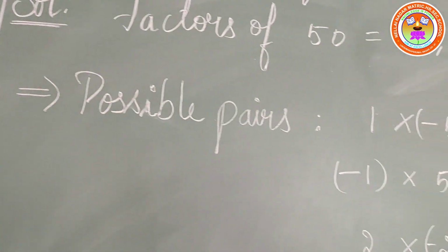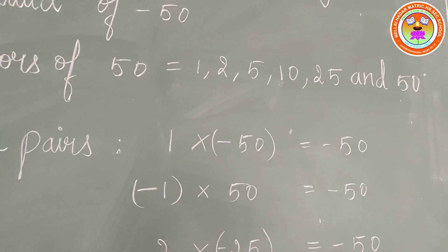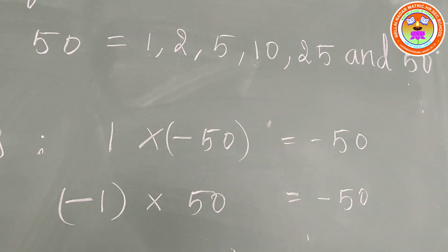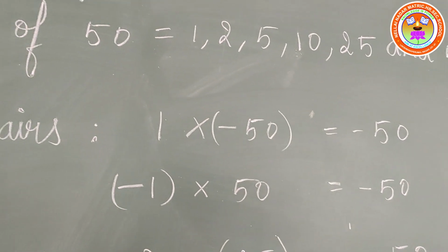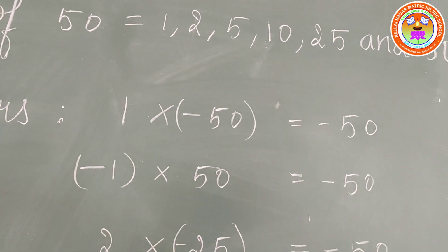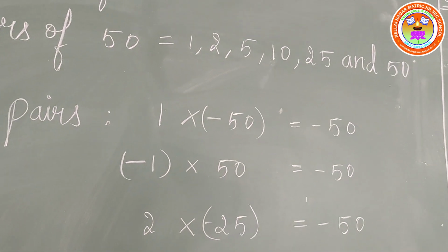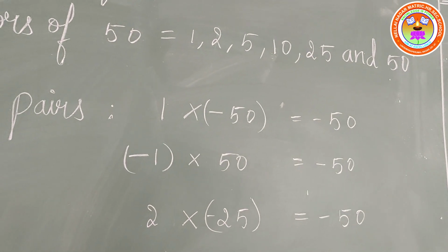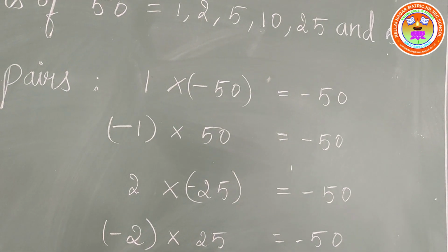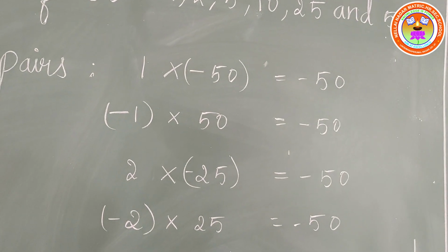So possible pairs. What is the first combination I am taking? 1 and minus 50. So 1 into minus 50 is what? Minus 50. Similarly, if I interchange the sign, minus 1 into 50 is again minus 50. Now the next combination I am going to take is 2 and 25. What is 2 into minus 25? Minus 50. Now interchanging the sign with minus 2, minus 2 into 25 is again minus 50.